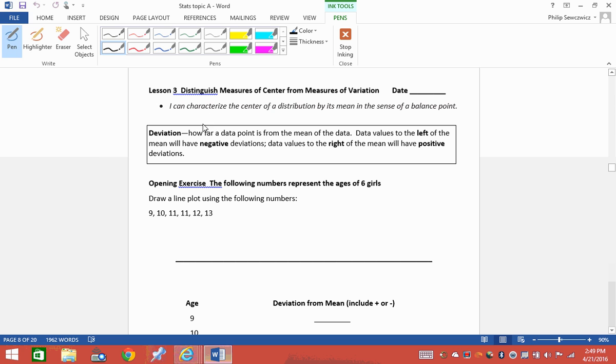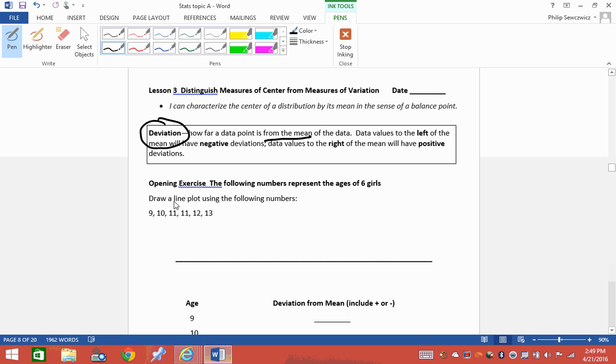All right. Distinguish measures of center from measures of variation. What we're focusing on here is deviation. Deviation simply is how far a data point is from the mean of the data. Data values to the left have a negative deviation, which makes sense, kind of like a zero there. If you're to the left of the zero, you're negative. And data values to the right will have a positive deviation. So let's see what we got here.